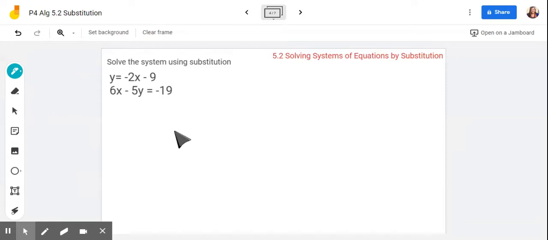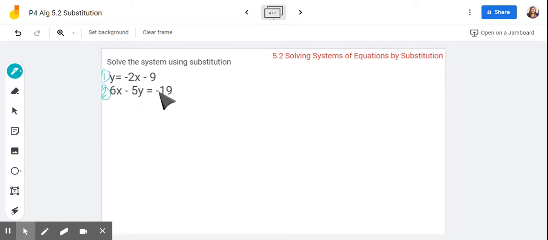All right, part 2 of lesson 5.2 on substitution. You're going to have a couple equations on your homework that might look like this as well. Remember, the first equation is slope-intercept form, and the second equation is standard form. Standard form just has the x and the y on the same side of the equation.